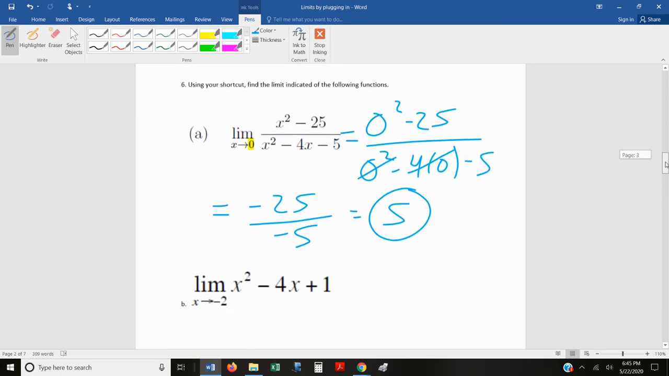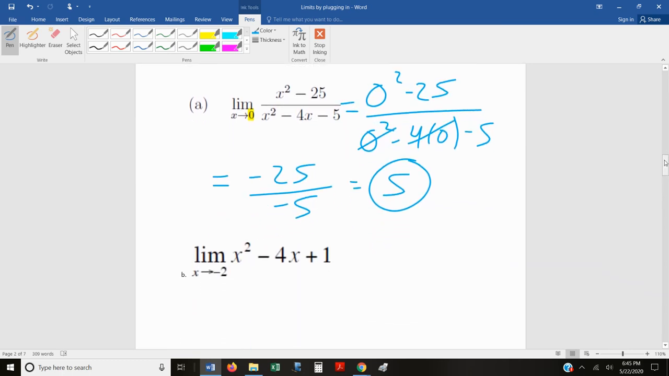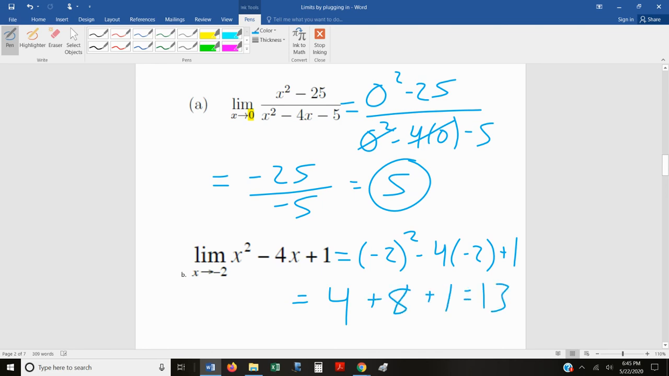Okay, next one, part B. Go ahead and take a minute and try that one. So we'd have an equal sign. We're plugging in negative 2. So negative 2 squared minus 4 times negative 2 plus 1. It's great practice to see if you can do this without a calculator as well. Negative 2 squared is 4. Negative 4 and negative 2, that'd be a positive 8 plus 1, which comes to 13.